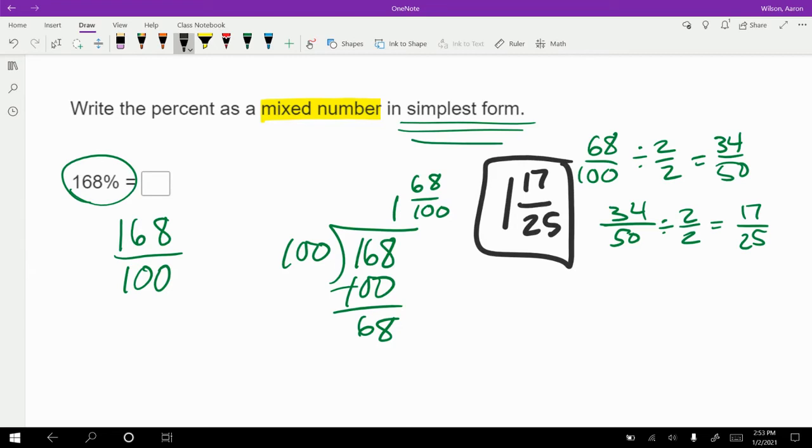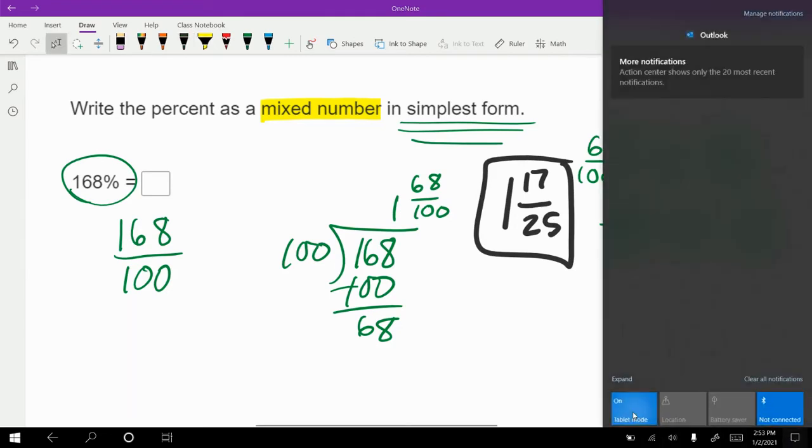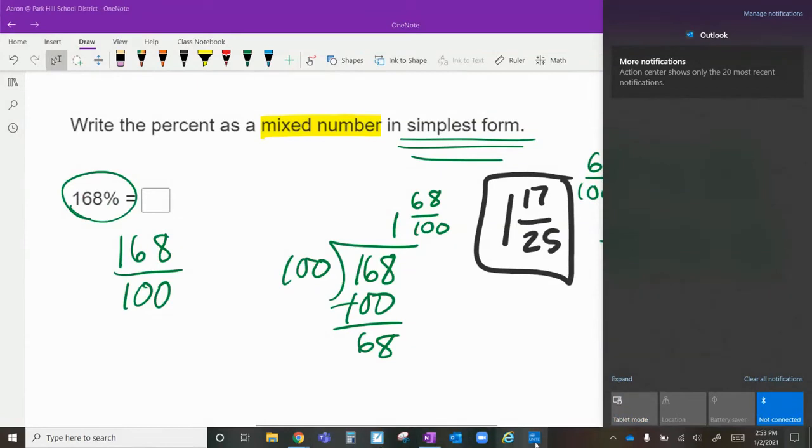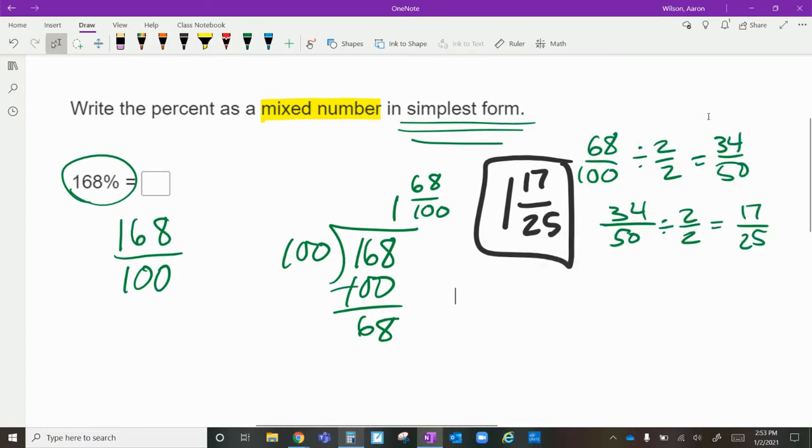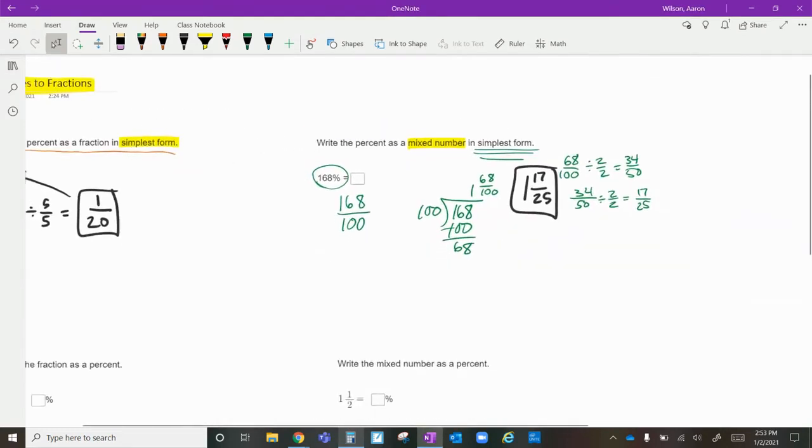You can always check that by using the calculator. When I grab the calculator, I'm going to do 68 divided by 100, and you will see that it's 0.68. I'm going to do the same thing with 17 over 25. I'm going to do 17 divided by 25, and it better be 0.68. 17 divided by 25. Sure enough, it still is 0.68. So there we go. We're turning percentages into fractions.